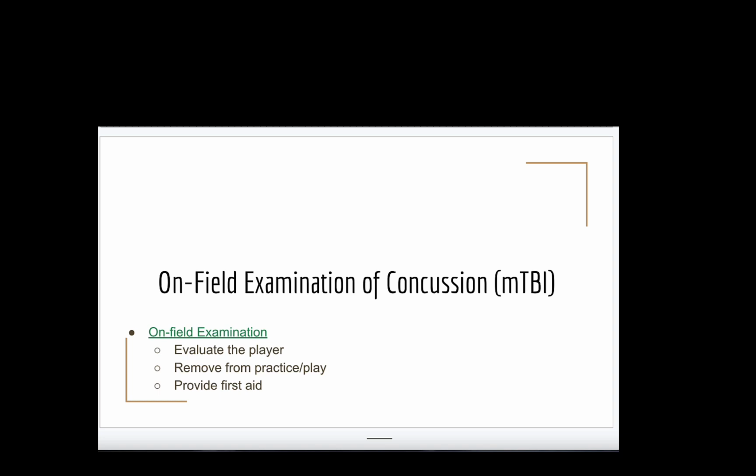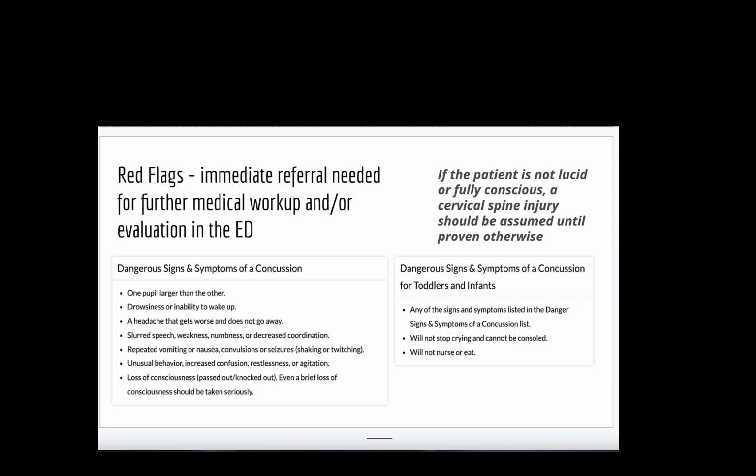Okay, so this next section, we're going to focus a little bit more on what we do when that person has an immediate concussion. What are some of the steps and procedures that we want to do to protect that person moving forward? One of the first things we need to identify is any red flags, any dangerous signs and symptoms that might require further medical workup.